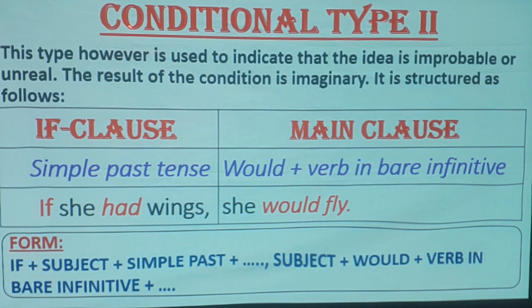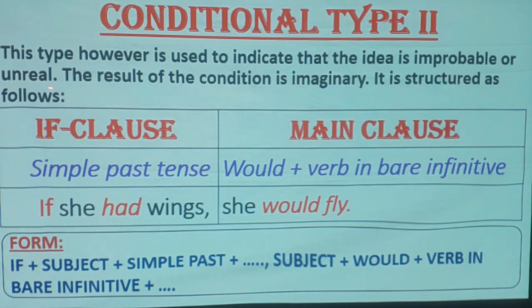Next, conditional type 2. So this type, however, is used to indicate that the idea is improbable or unreal. هذا كنستعملوه بأننا نقول بأن الفكرة غير ممكنة، غير محتملة، or unreal غير حقيقية. The result of the condition is imaginary. يعني النتيجة ديال هذيك الحالة imaginary خيالية.